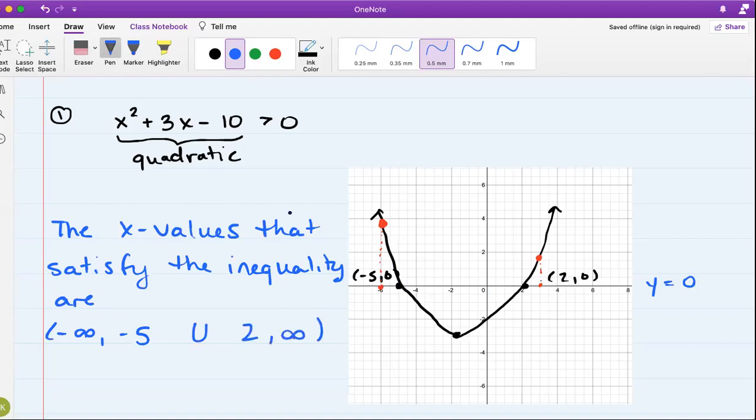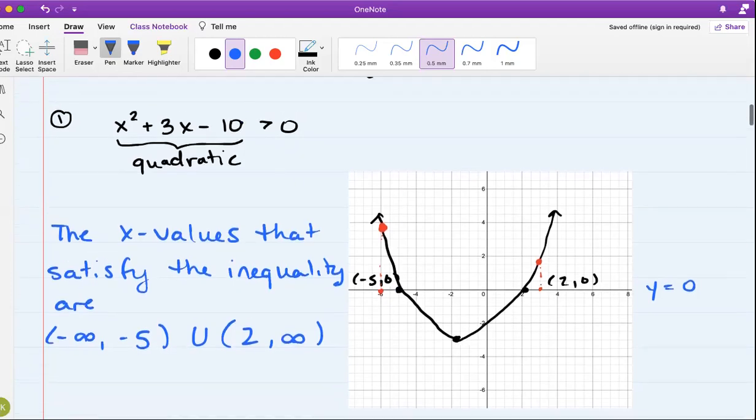Now, when we are exactly at -5 and we're at 2, we're actually lying on this line, y is equal to 0. And because we want all the values that are greater than 0, we don't include those two values. So we're going to put parentheses right here. So anything from negative infinity to -5 and from 2 to infinity, but not including -5 and 2, will have us sitting above that y is equal to 0 line.